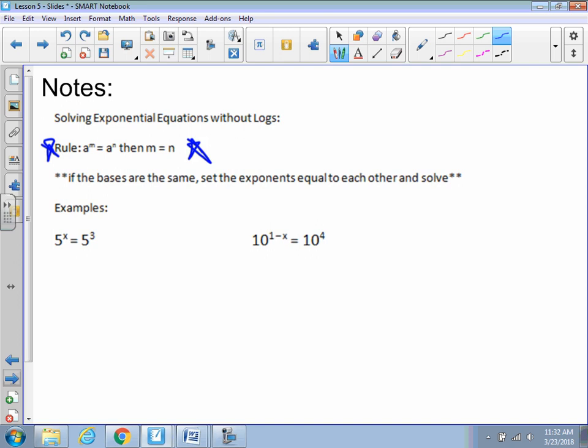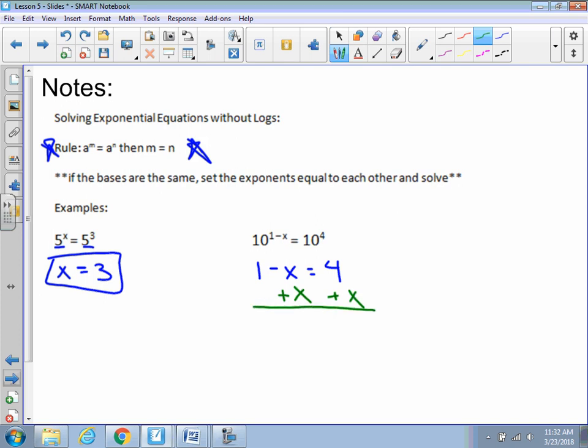Done. Solved. My second example, once again, my bases are both 10, so I can set 1 minus x equal to 4. I'm going to add x to both sides, leaving me with 1 equals x plus 4, and then subtract 4 from both sides, leaving me with negative 3 equals x.